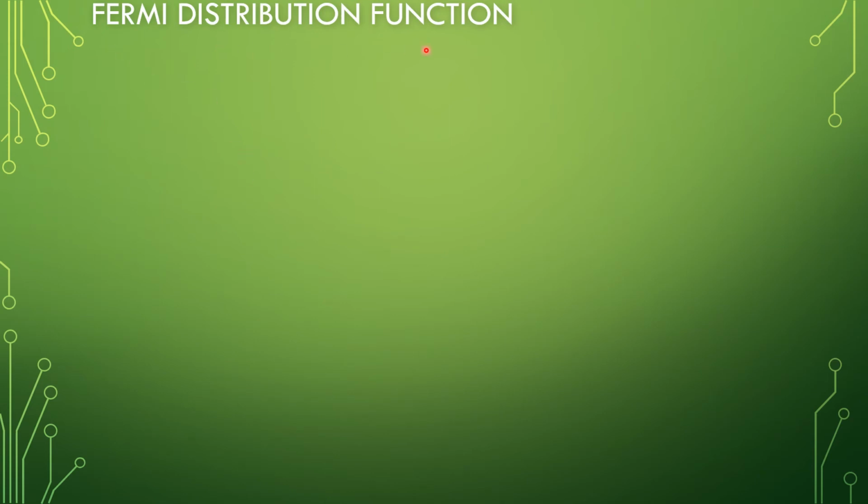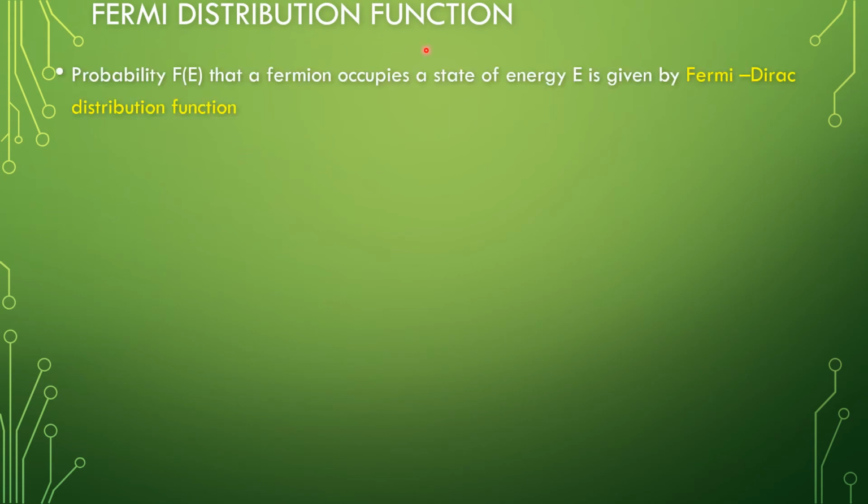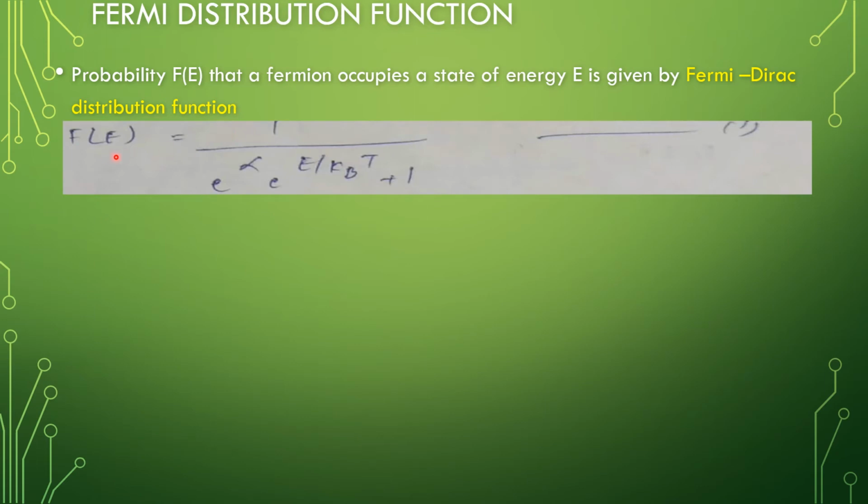Fermi distribution function. The probability f(E) that a fermion occupies a state of energy E is given by the Fermi-Dirac distribution function. It is given as f(E) = 1 / (e^α · e^(E/kT) + 1). Equation 1.